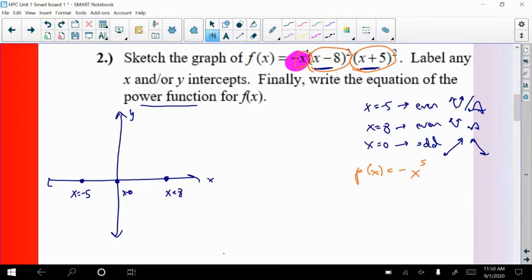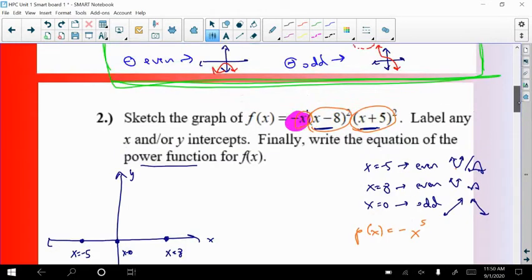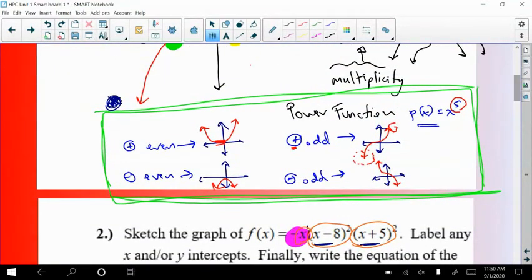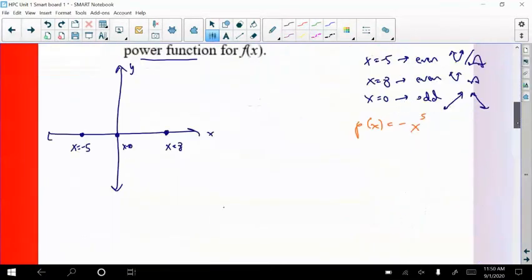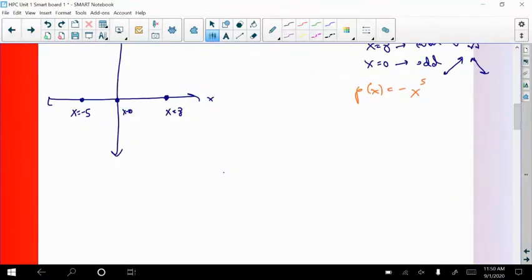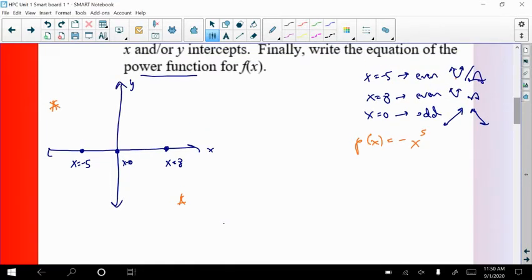So what behavior does that look like? Well, if you go back to what you wrote down before, a power function that is a negative odd looks like this. You're starting in the upper left and going to the lower right. So I know that the shape is going to start over here somewhere and end down here. I'm using that as a starting location and ending location, and then approaching each 0 in the appropriate behavior.